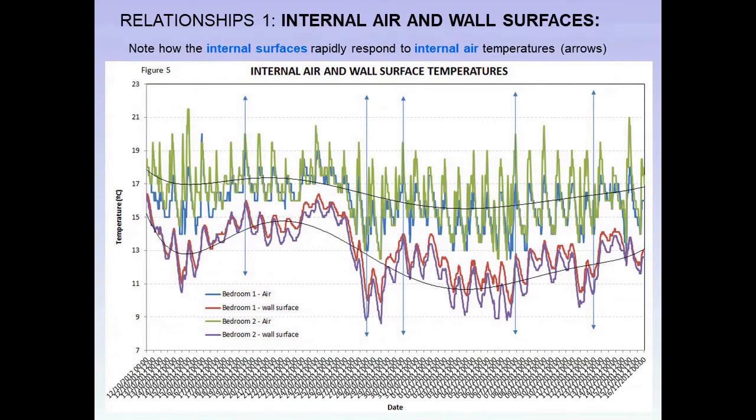Again, if we look at the internal air and wall surfaces in a real situation, then we can see there is this rapid change. This is marked by means of those arrows just to illustrate it from this set of data. When the air temperature goes up, the wall surface temperature goes up. Conversely, when it goes down, the wall surface temperature goes down. A direct relationship, and it's very rapid.